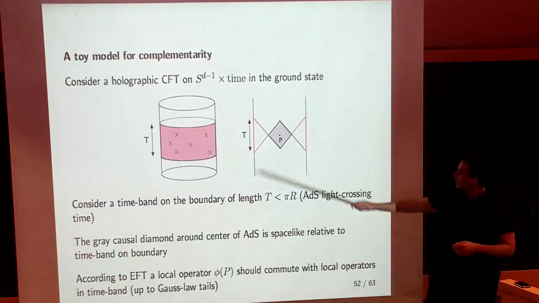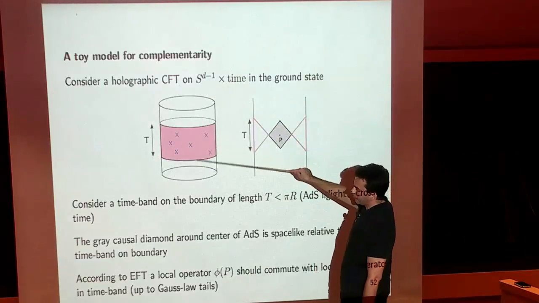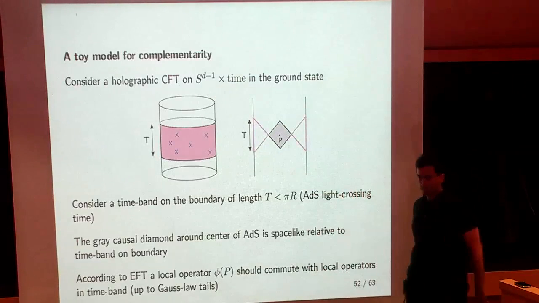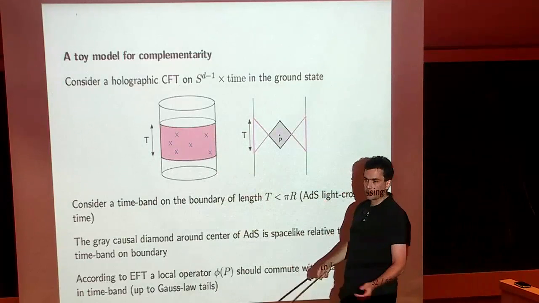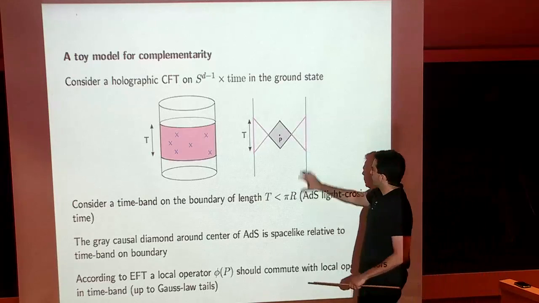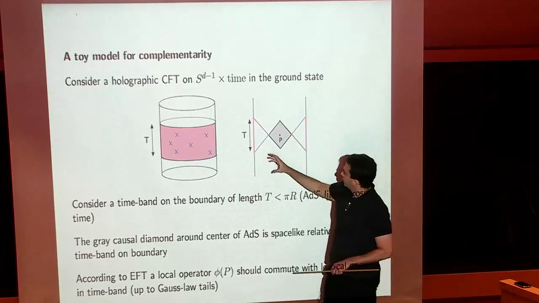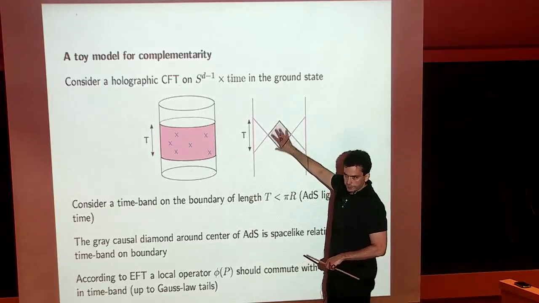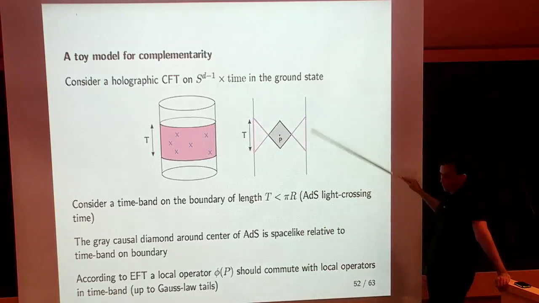So we take the CFT on the cylinder, and we consider a time band which is short. So this is different from what we had before. In particular, the length of this band is taken to be less than the light crossing time of AdS. If you look at the bulk state, there's a causal diamond in the center of AdS, which is space-like relative to the time band on the boundary.